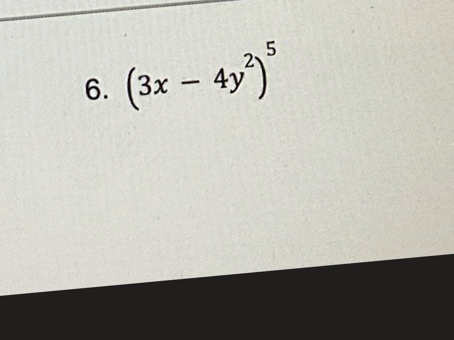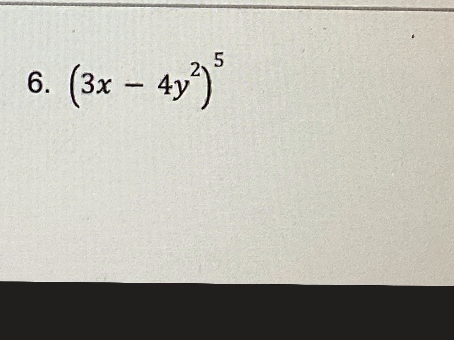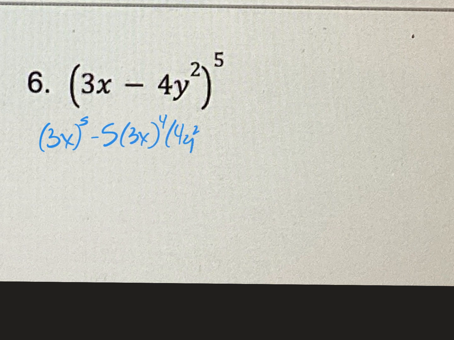Number 6, a little more work here. We've got the fifth power. This is going to be a doozy, so hang in there. Here we go. First term, 3x to the fifth. Second term is going to start with a 5. 3x is going down, the 4y squared is coming up. I'm doing nCr. I'm doing 5C2 or 5C3. It doesn't matter, and I'm getting 10. So I'm getting 10, 3x cubed, 4y squared.